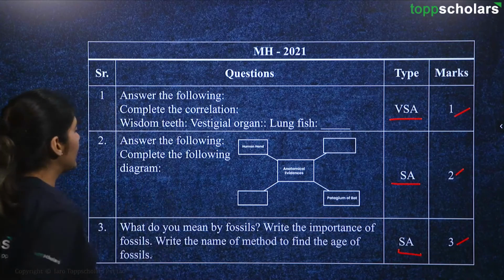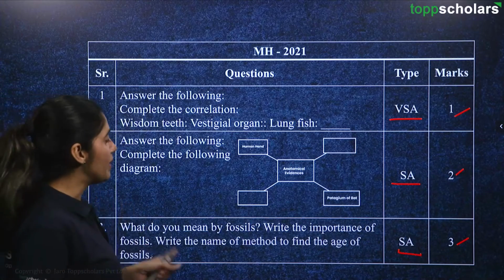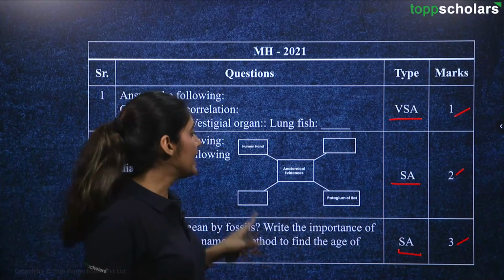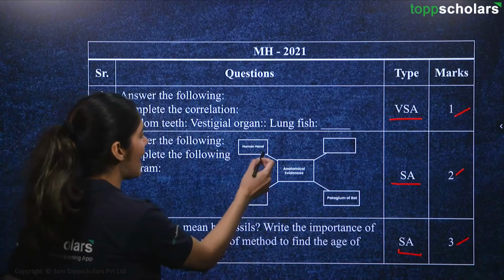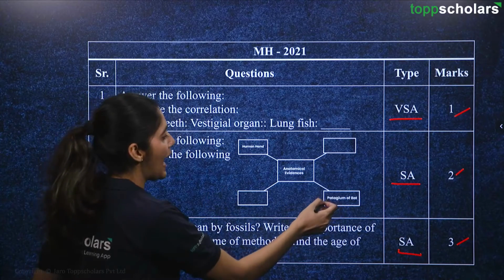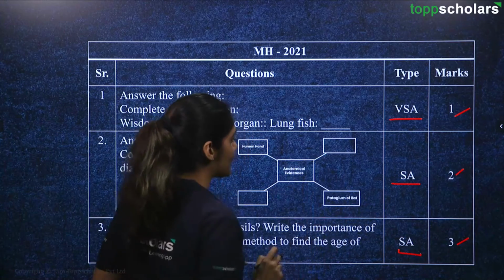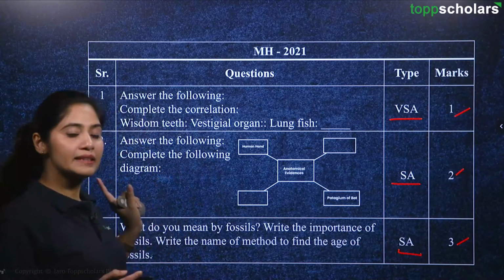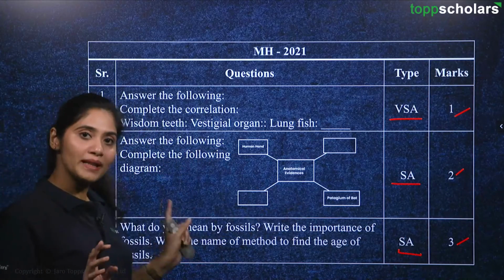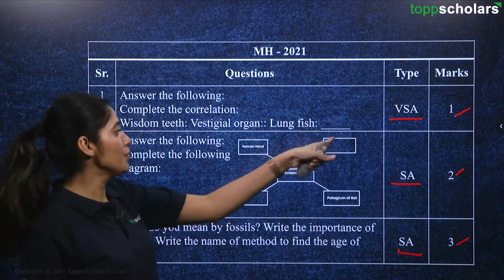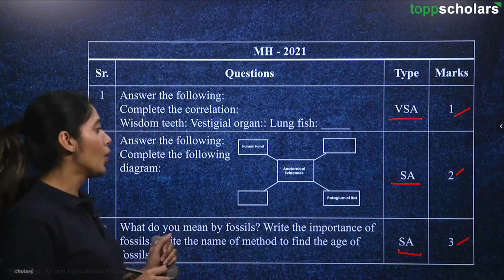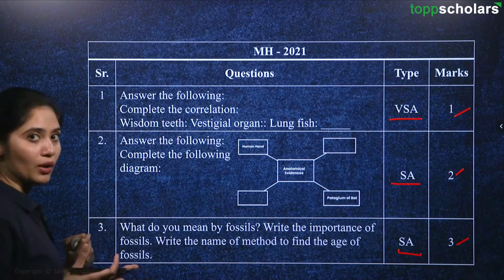Now answer the following question. Complete the following diagram. This is also anatomical evidence. So what do we have here? Human hand and patagium of bat. So what evidences are these? These are all anatomical evidences only, right? So we will have to mention 2 more. So this again we will solve, right?